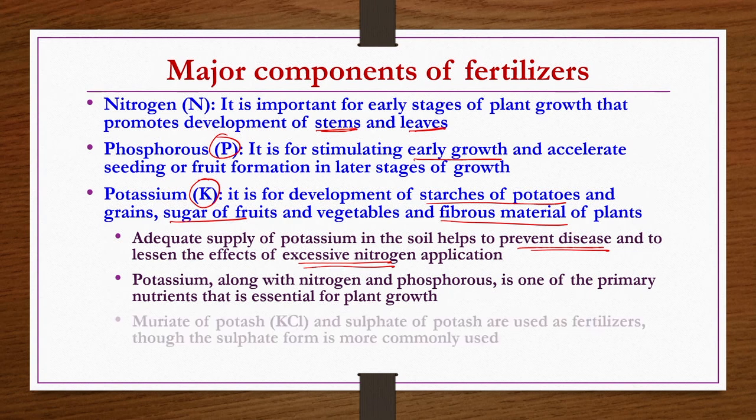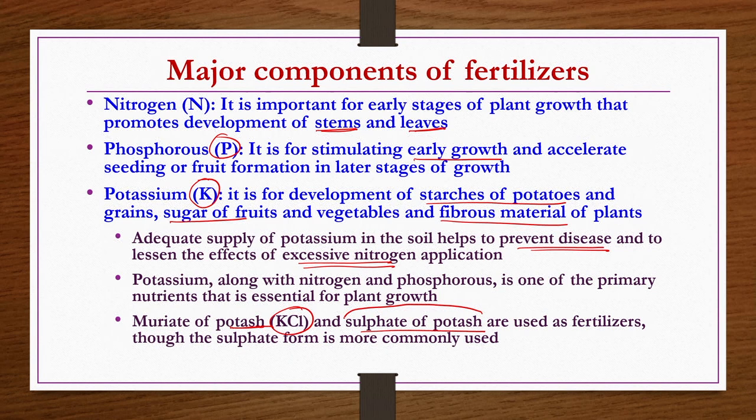plant growth. Muriate of potash, that is potassium chloride, and sulfate of potash are used as fertilizers directly, whereas the sulfates of potash are more commonly used as fertilizers directly.